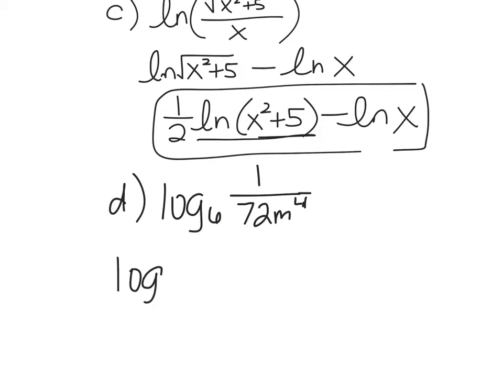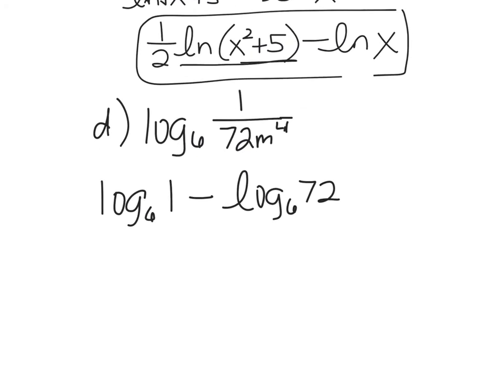So we're going to write log base 6 of 1 minus log base 6 of 72. And then here's your option. You can write minus, or you can put parentheses and put a plus. So it's really up to you. If they're both dividing, I'm just going to write minus log base 6 of m to the 4th. Is everyone okay with that? They're both minus because they're both in the denominator.